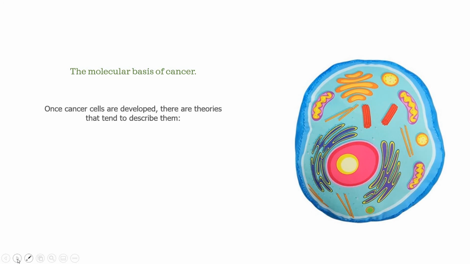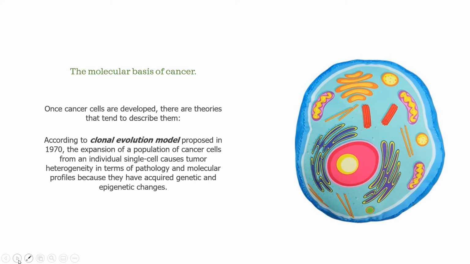Ngayon, kapag nag-develop na yung cancer, there are theories that tend to describe them. The first theory is clonal evolution model. According to this theory, which was proposed in 1970, the expansion of a population of cancer cells from an individual single cell causes tumor heterogeneity in terms of pathology and molecular profiles because they have acquired genetic and epigenetic changes. Again, let us make sense of this sentence.